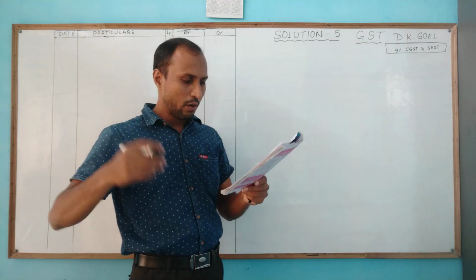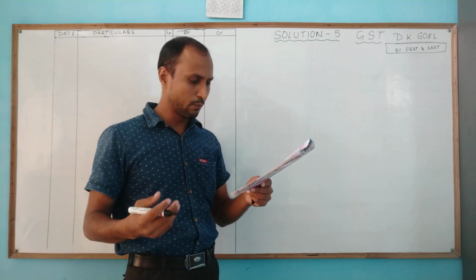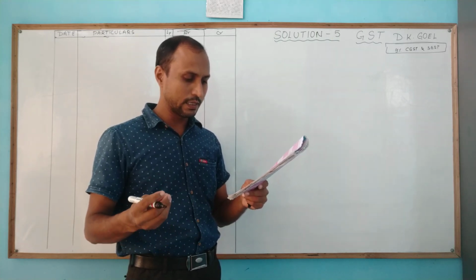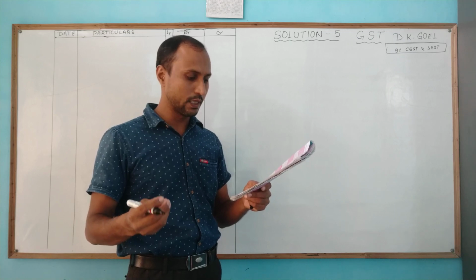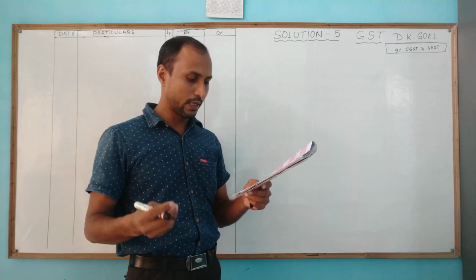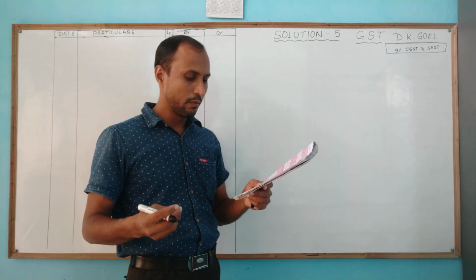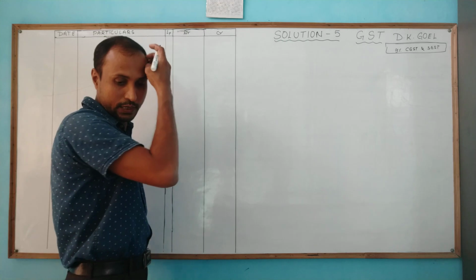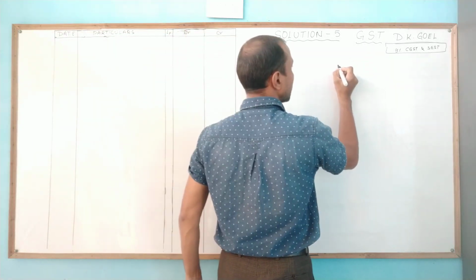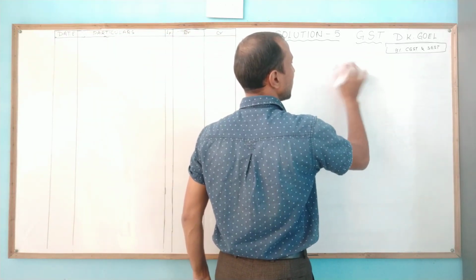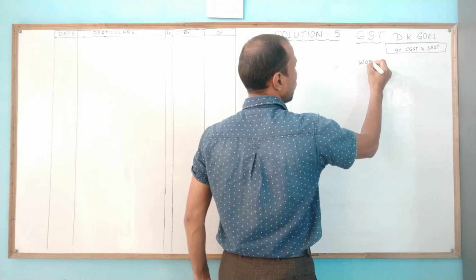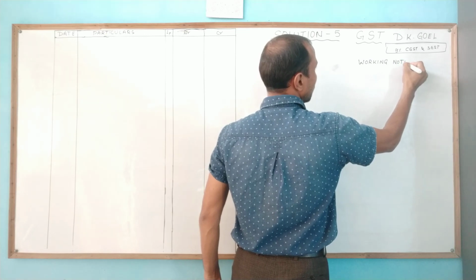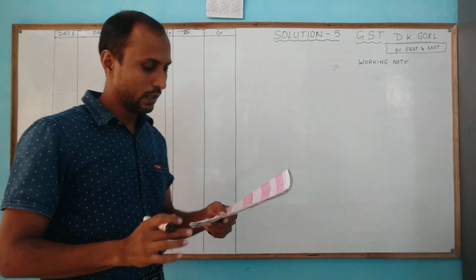Now the first: bought goods from Nanak Brothers for 4 lakh rupees at 10% trade discount, 3% cash discount on purchase price, 25% of the amount paid at the time of purchase. So first of all, we will start with the purchase working note. So it is first number. Here I am going to write working note. First of all, we have to say this thing only.